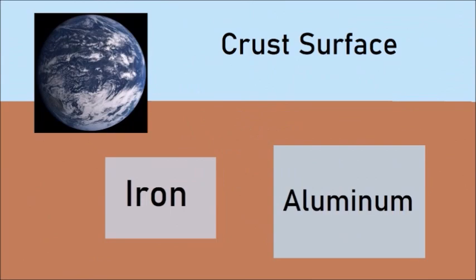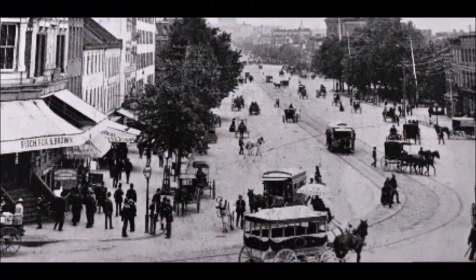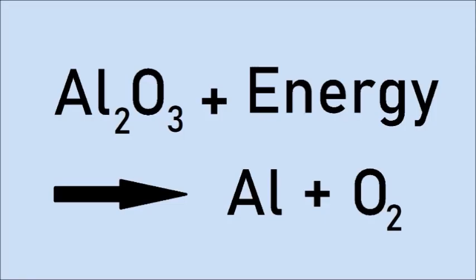However, aluminum was not mined and used until the late 1800s. This is because aluminum underground is strongly bonded to oxygen. Electricity was needed to separate oxygen from aluminum to make usable aluminum metal.